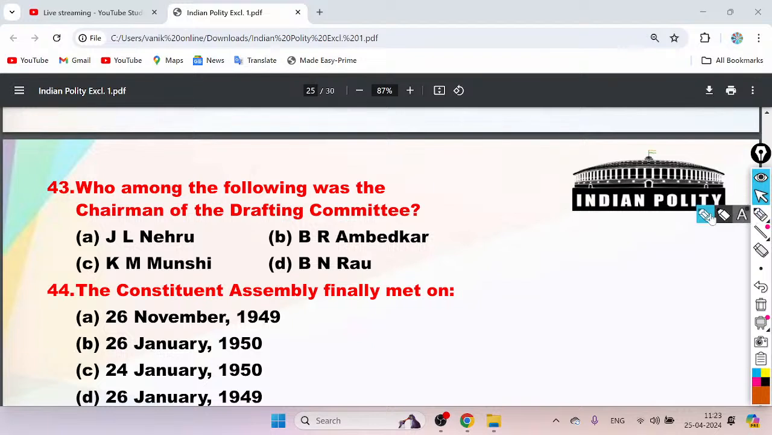The drafting committee was constituted on 29 August 1947. It consisted of 7 members. It was chaired by B.R. Ambedkar.